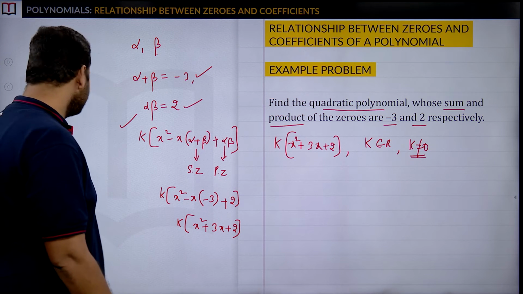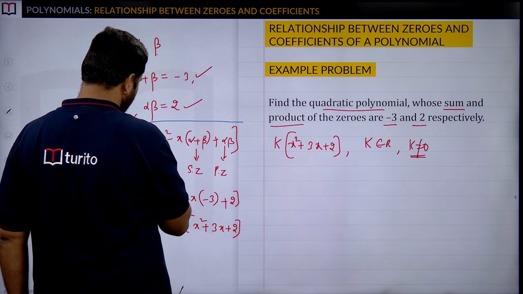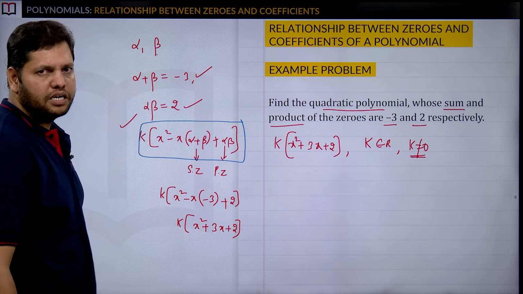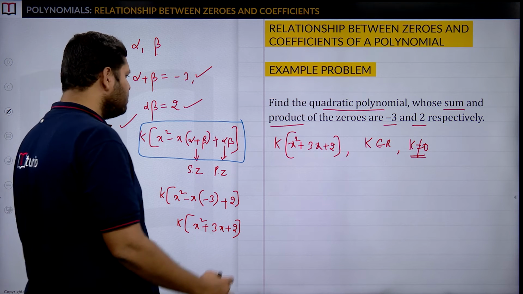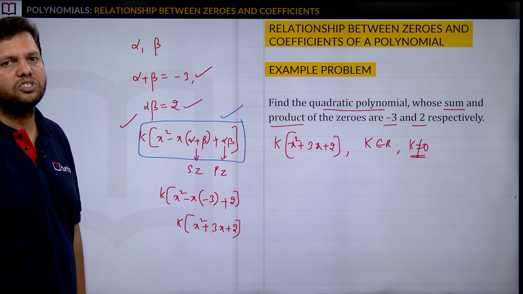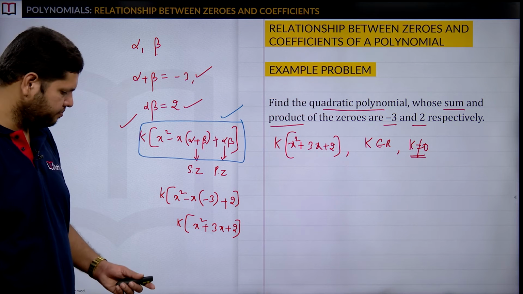So the formula is very simple, children. Just remember this formula. It's a very, very important formula. k into x² minus x into (alpha plus beta) plus alpha into beta. So this is the quadratic polynomial form. Clear, children? Okay.